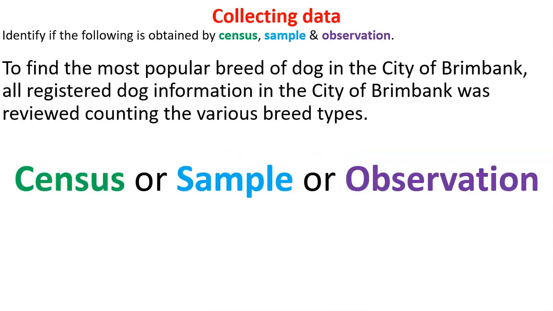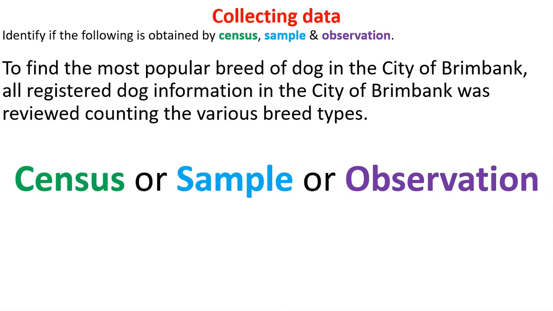To find the most popular breed of dog in the city of Brimbank, all registered dog information in the city of Brimbank was reviewed, counting the various breed types. So we want to work out what type of dog is the most popular in the city of Brimbank. And there's different ways that we could have done it. We could have gone and knocked on the houses of 3 or 4 streets. We could have sat outside on a main road and watched people walking their dogs.